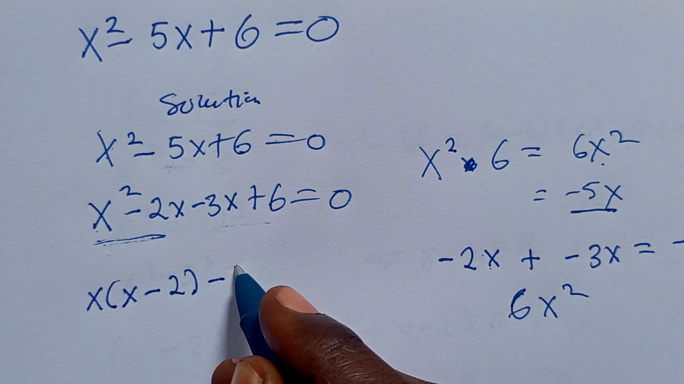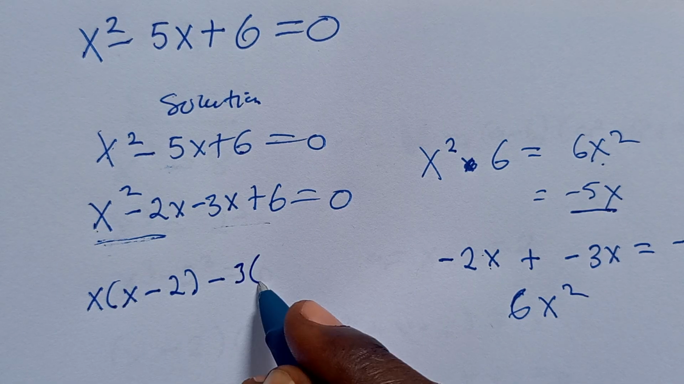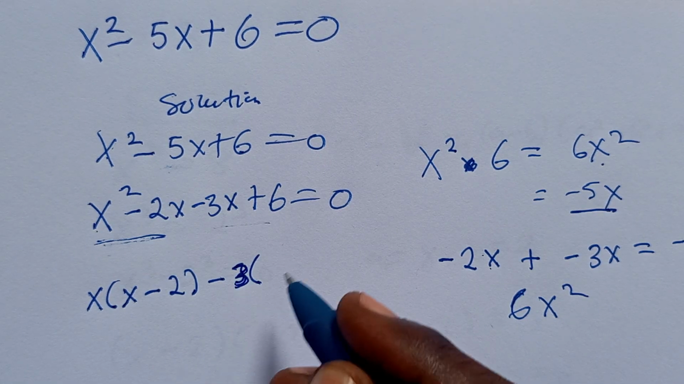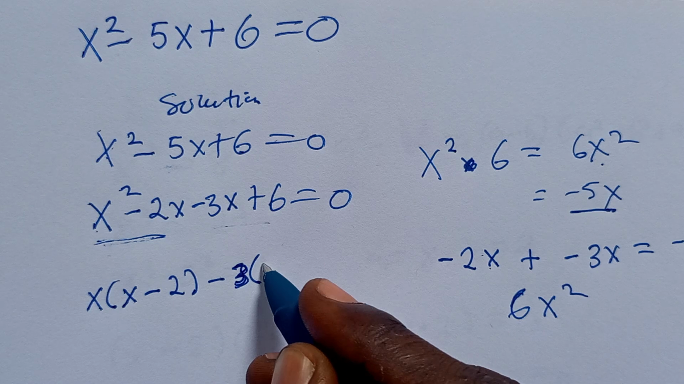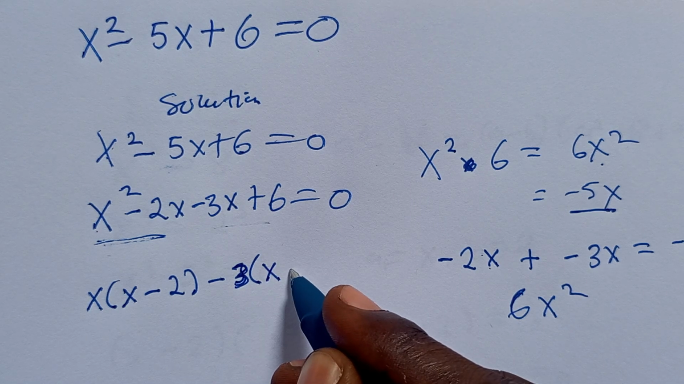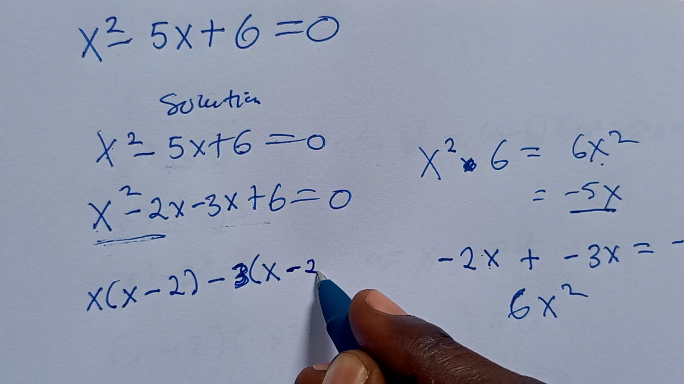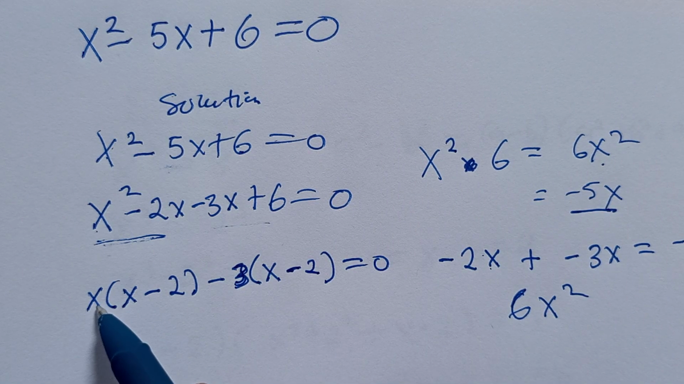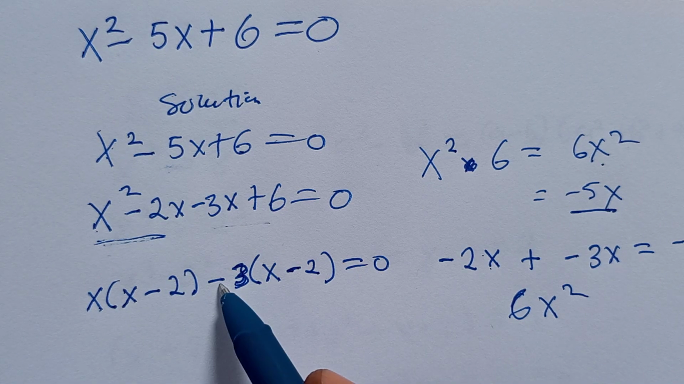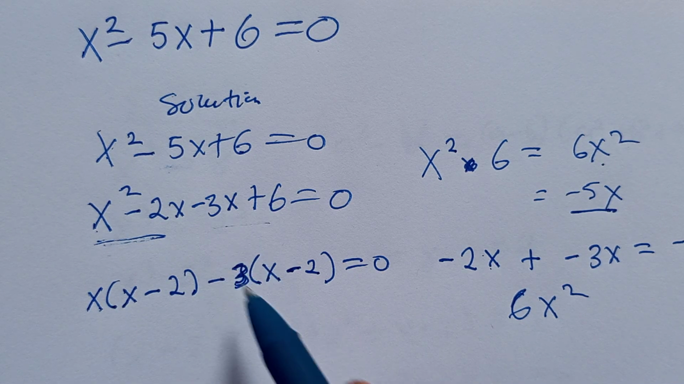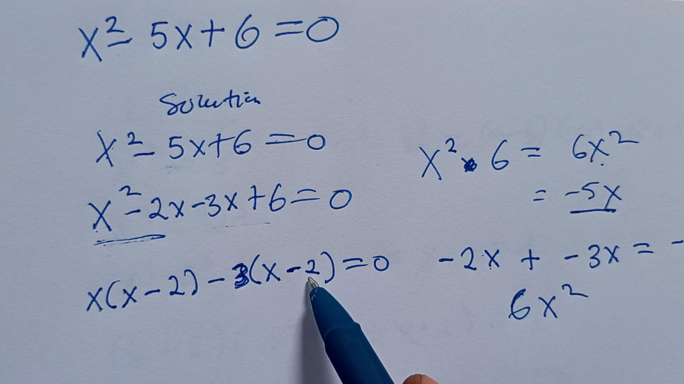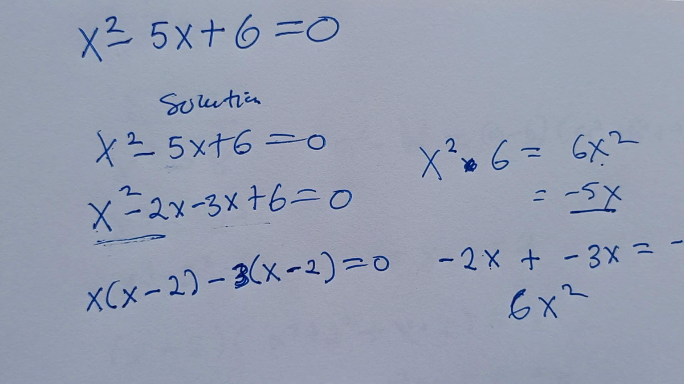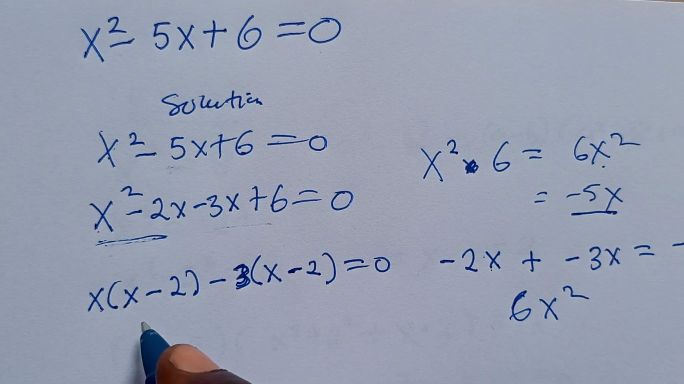Minus 3 is common. Then we are left with x in the bracket, such that after factoring out minus 3, we are left with minus 2, such that when we multiply this by this, we have x squared. This by this, we have minus 2x. So minus 3 times x is minus 3x. And minus 3 times minus 2 is going to give us plus 6. So we are correct.